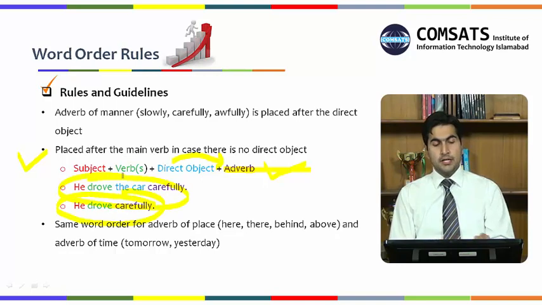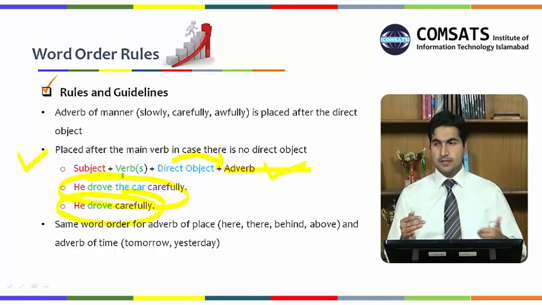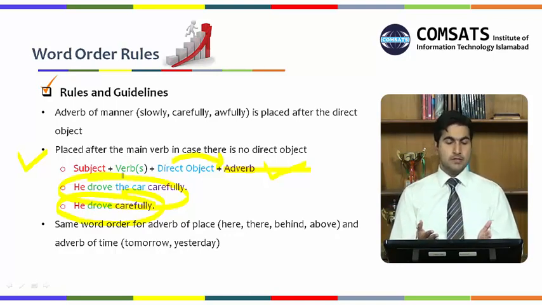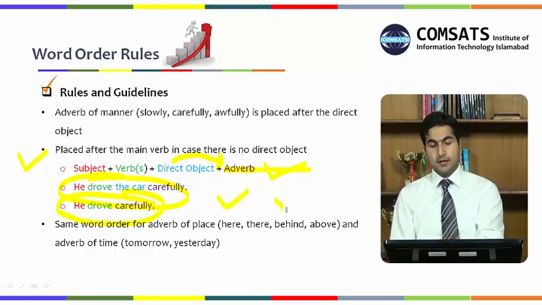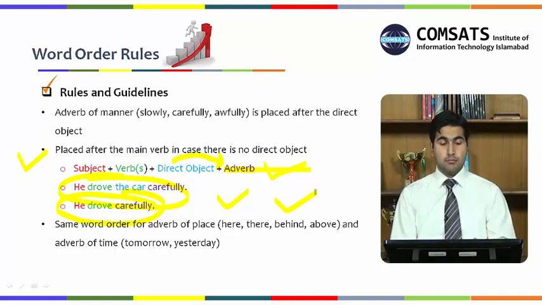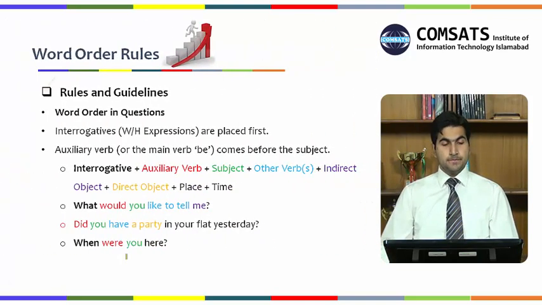Compare it with this one: he drove the car, which is the object, carefully, and he drove carefully, meaning there is no car, so he drove carefully. So it's coming right after the verb. So this is the rule. And the same word order is also followed in case of the adverbs of place, such as here, there, behind, above, before, and even for the adverbs of time, such as tomorrow and yesterday. So these are the components which should be there within your mind. The rule is once again the same, the only difference is of the adverbs of manner, place, time, and frequency.